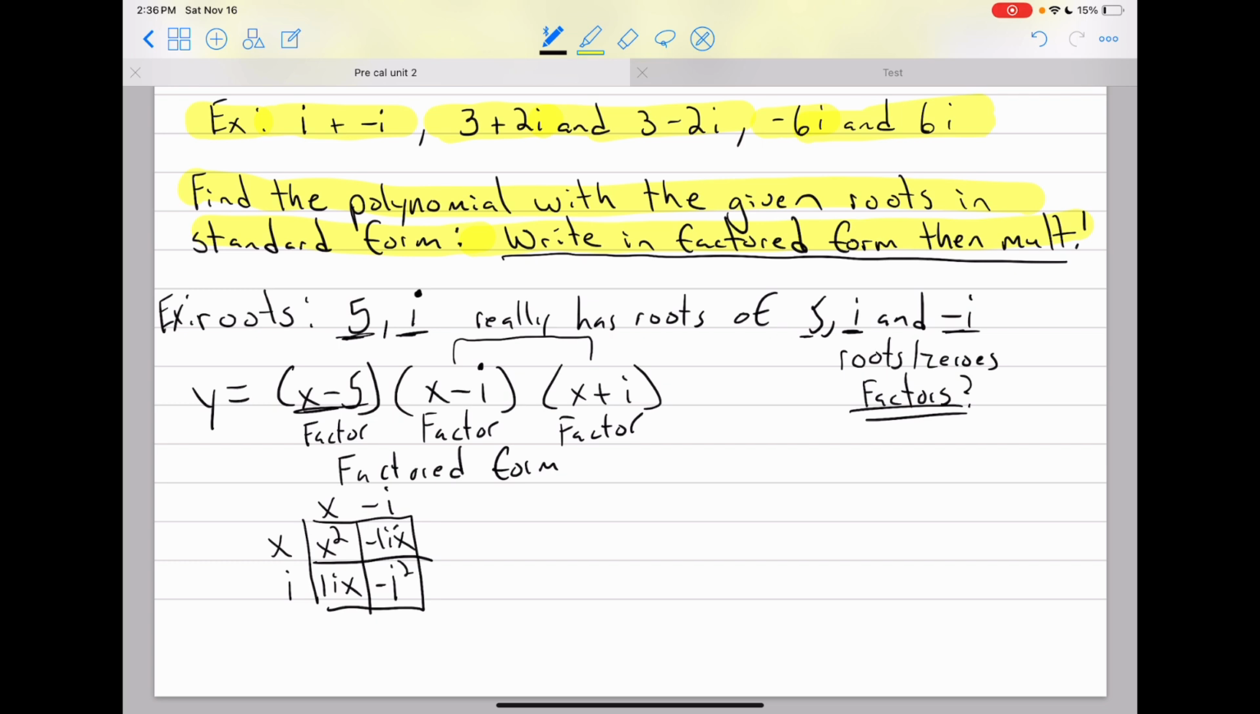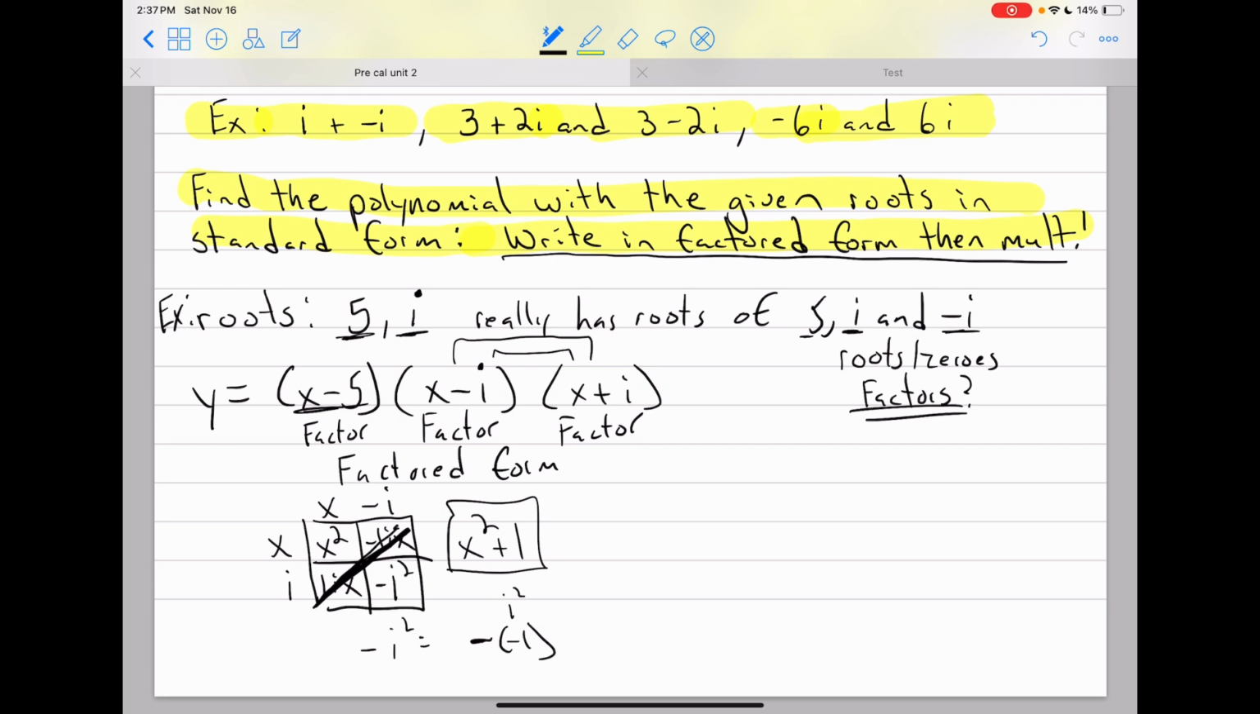Okay, so let's keep going here. These two, 1ix and negative 1ix, cancel out. So we get x squared, and remember, negative i squared is negative 1, because i squared is negative 1. So that's really plus 1. And I should know this is like the sum of squares. So that part equals x squared plus 1.